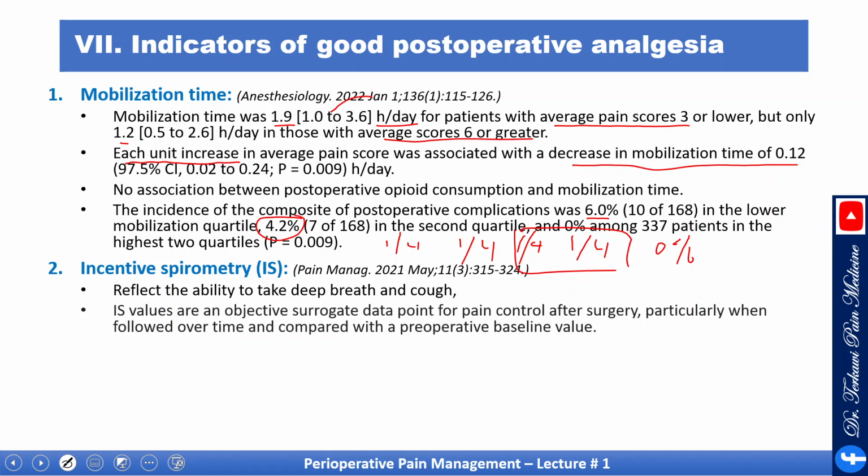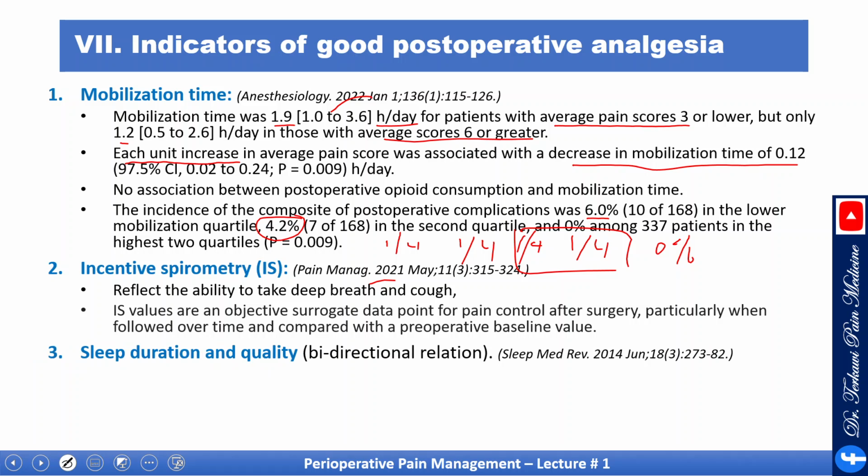This usually reflects the patient's ability to take a deep breath, cough, and again, this is a recent study here. In 100 patients, they found a strong correlation between the incentive spirometry and complication and pain management.